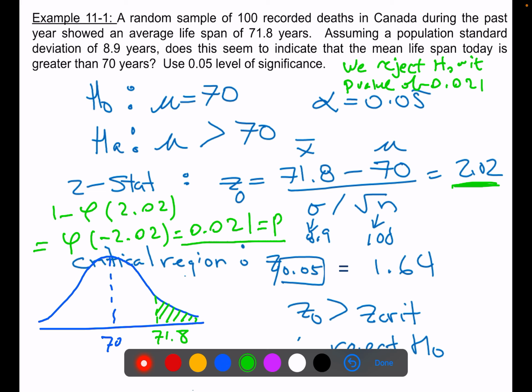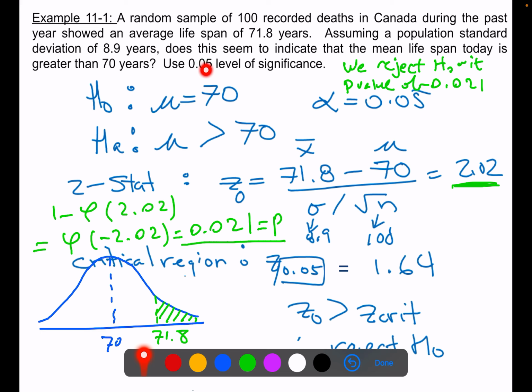Or another solution for the same problem is that instead of calculating the p-value here, as I did from the table, I compare my z, which is 2.02, to the critical z, right? To z of alpha. Since it's a one-sided test, I don't need to do z of alpha divided by 2. It's z of alpha, z of 0.05. Remember, z of alpha divided by 2 was 1.96, right? But this is not alpha divided by 2.